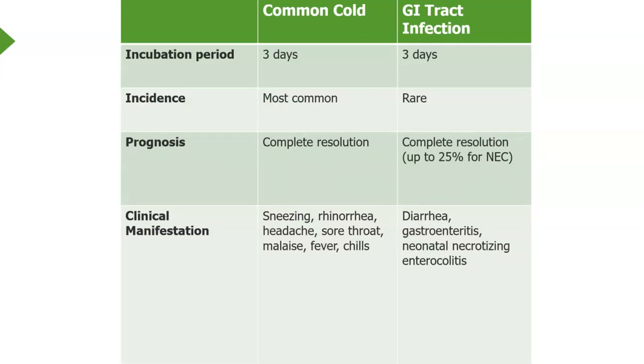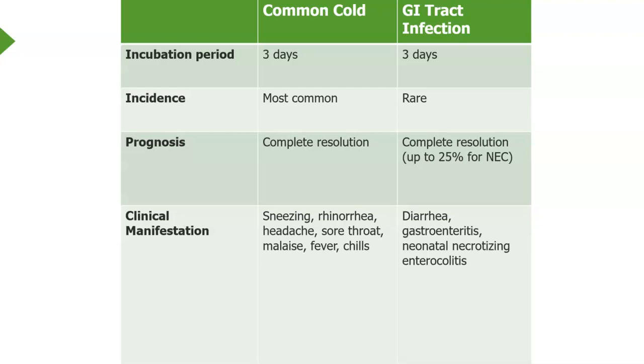Let's compare them right next to each other when we're thinking about clinical manifestations. So we've already talked about incubation period, incidence, and prognosis. Now I want you to take a look at the clinical manifestations. Common cold: sneezing, runny nose, headache, sore throat, just feel really tired, fever, and chills. A GI tract infection is a little more socially unacceptable, right? Diarrhea, your stomach's upset, and our neonates are really at risk for neonatal necrotizing enterocolitis. And that's the NEC that we were talking about previously.